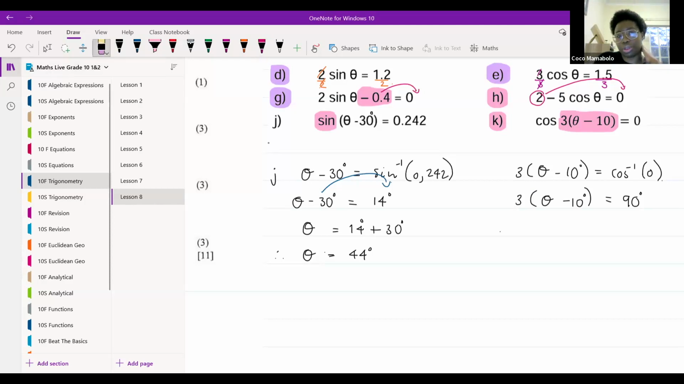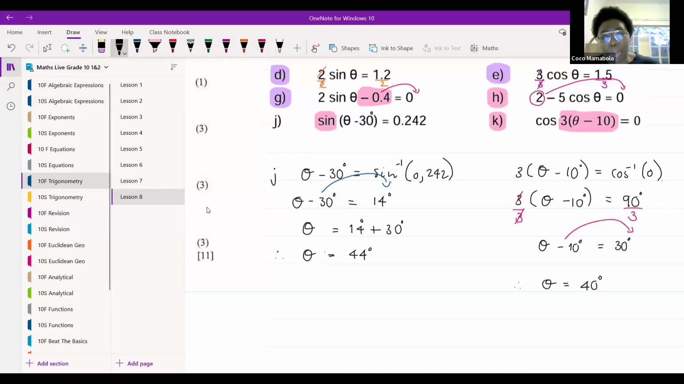What would we do with the 3, my darling? We would divide by 3. Yes. We would divide both sides by 3. And those 2 will cancel. So I would end up with theta minus 10 degrees is equal to 30 degrees. And then my last step would be to move the 10 to the other side. That's it. Beautiful. Therefore, theta is equal to 40 degrees.